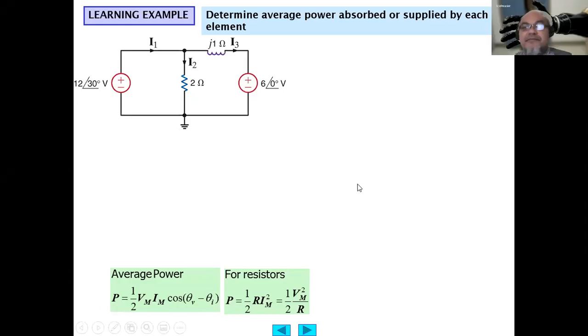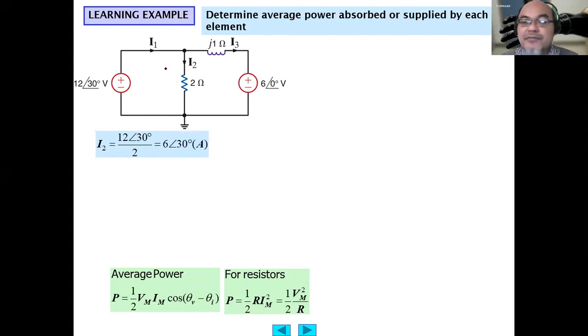Now the same problem, the same example of power absorbed or supplied by an element. So we have now two independent voltage sources, and we are asked to determine the power absorbed or supplied by each of the elements. Okay. So first we calculate I2.